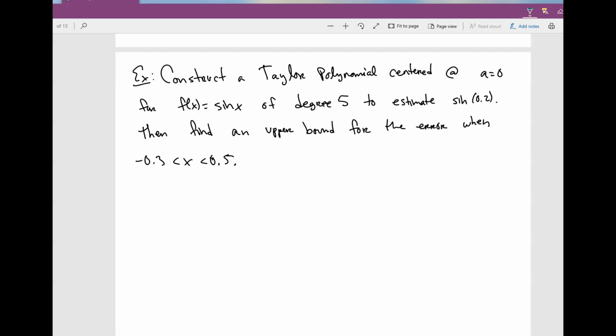Now on Canvas, I uploaded some of the Maclaurin series for some of the most common trig functions, and also some exponential and some logs. So you can go ahead and take a look at it, because remember that when a equals 0, this is actually just a Maclaurin series. So if you look at that, then you know that f of x, which equals sine of x, can be expressed as a sum from n goes from 0 to infinity of negative 1 to the power of n, x to the 2n plus 1 over 2n plus 1 factorial.